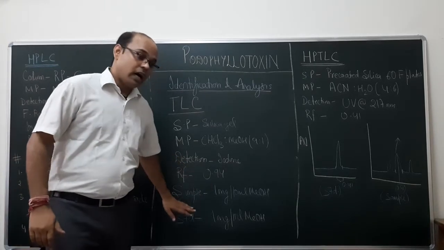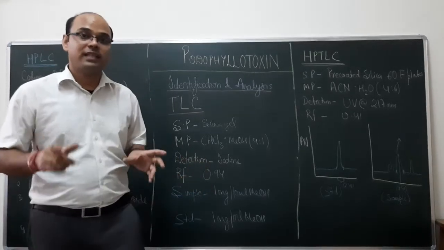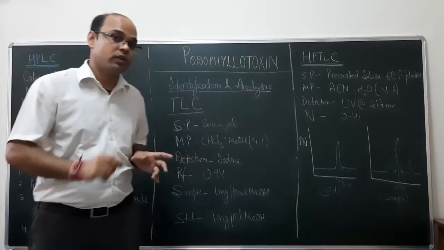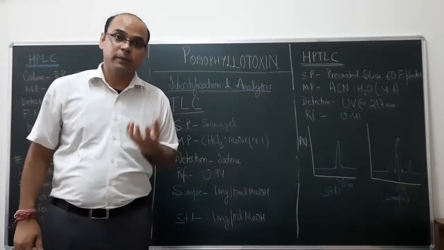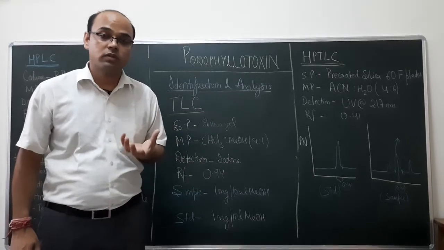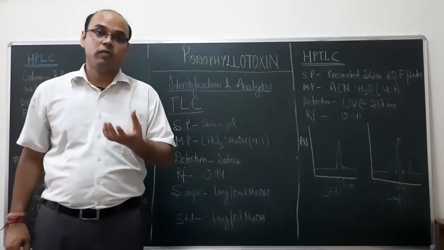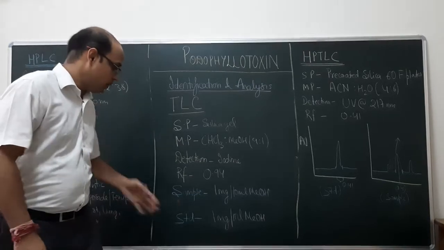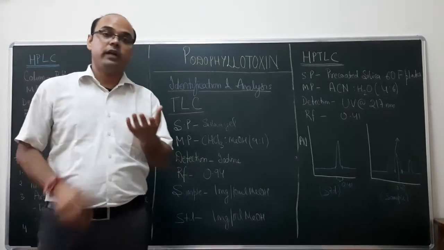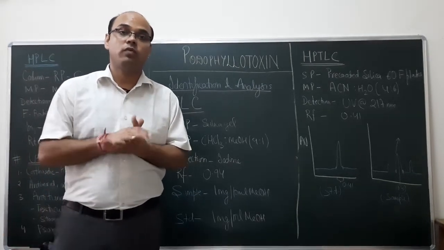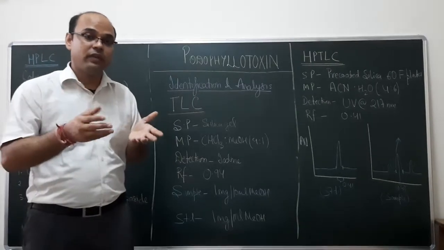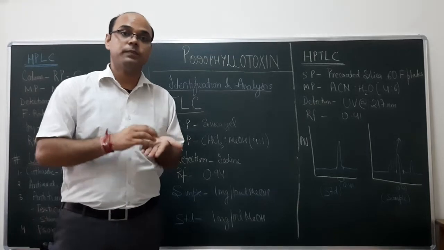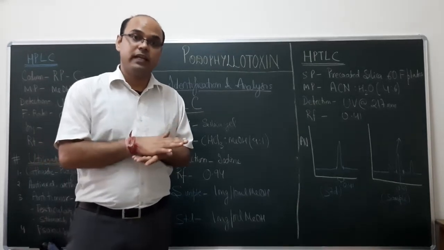And how have we prepared the sample for this analysis? We prepared the sample by dissolving 1 gram of the sample, in which we have to detect the podophyllotoxin, in 10 ml of methanol. Similarly, we prepared the standard, where we dissolved 1 mg of standard podophyllotoxin in 1 ml of methanol, and then we applied the sample on the plates and developed it.